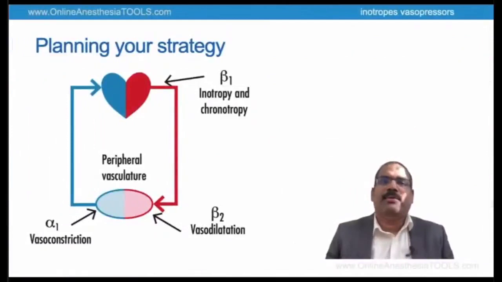Now, how do we plan our strategy? Alpha-1 adrenergic receptors are located in vascular walls and induce significant vasoconstriction.